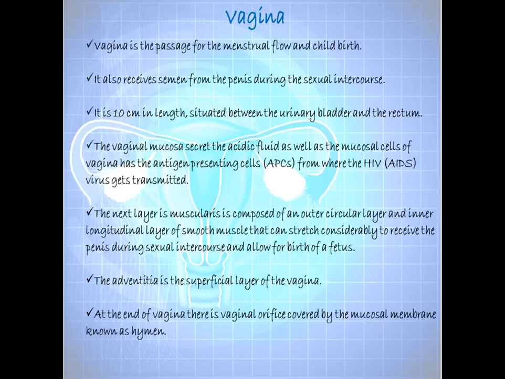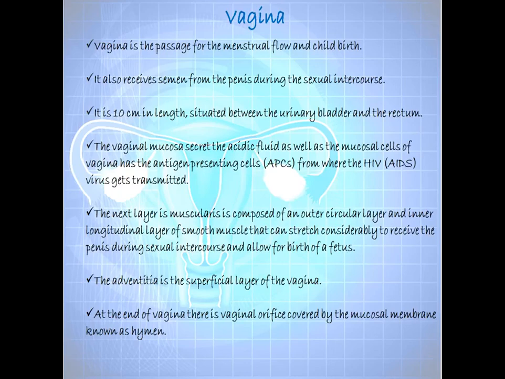Next is the vagina. The vagina is the passageway for menstrual flow and childbirth. It also receives semen from the penis during sexual intercourse. It is 10 cm in length, situated between the urinary bladder and the rectum. The vaginal mucosa secretes acidic fluid, and the mucosal cells of the vagina have antigen presenting cells, through which the HIV virus gets transmitted.